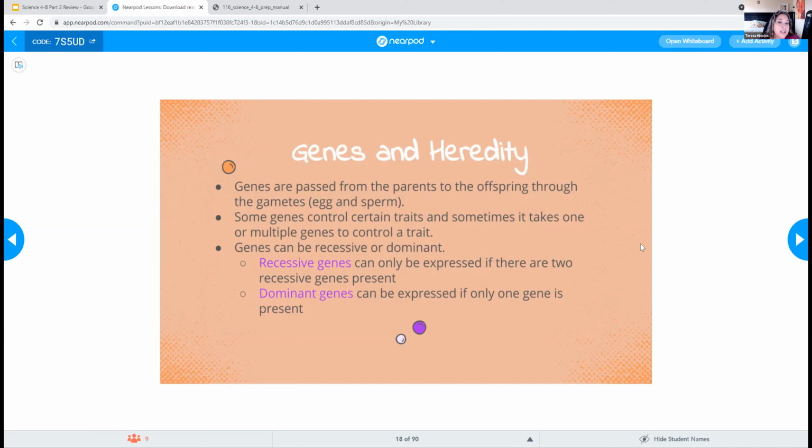And so some of your genes in these cells are going to control certain traits. Sometimes it's one gene that controls a trait, sometimes it's multiple genes. It just depends on what we're talking about. So in terms of genes, you can have recessive genes or dominant genes. A recessive gene can only be expressed if there are 2 copies of it. So if you get one from mom and one from dad, that's how you'll see that recessive gene expressed. And a dominant gene will be expressed as long as one of them is present.